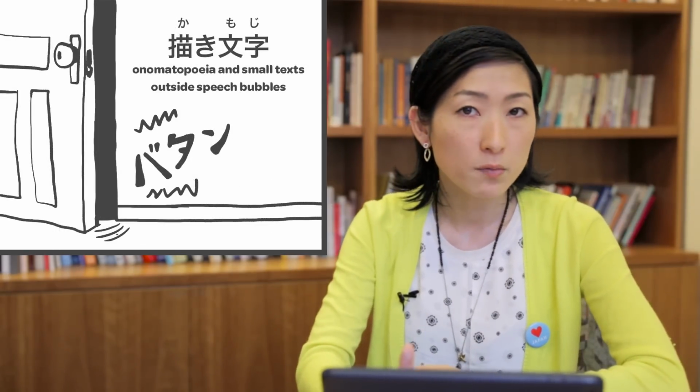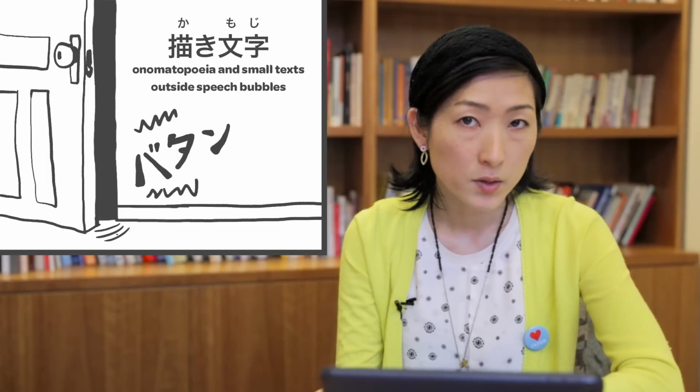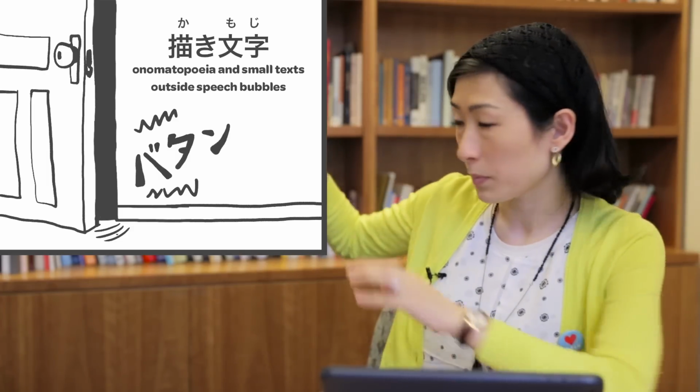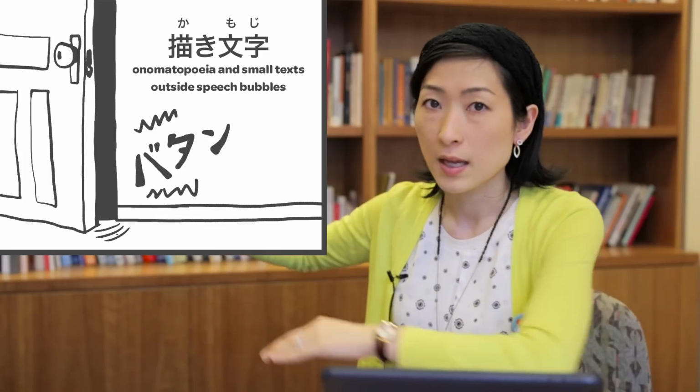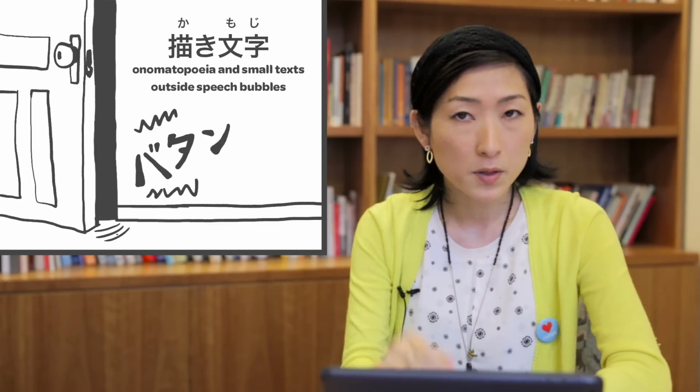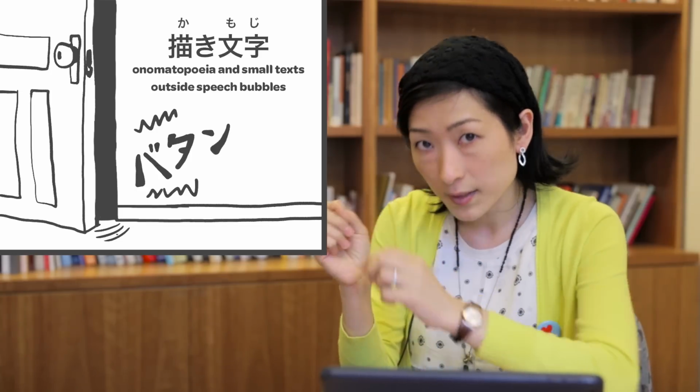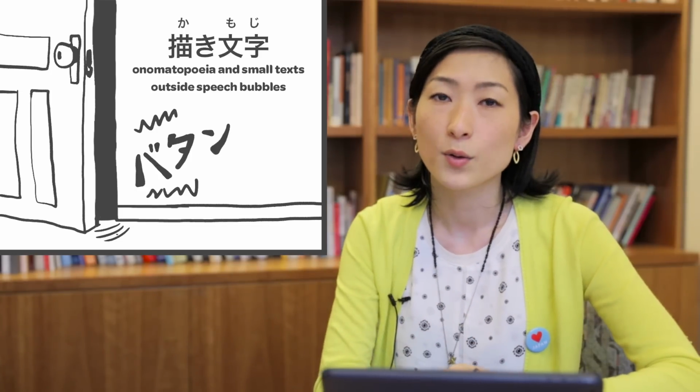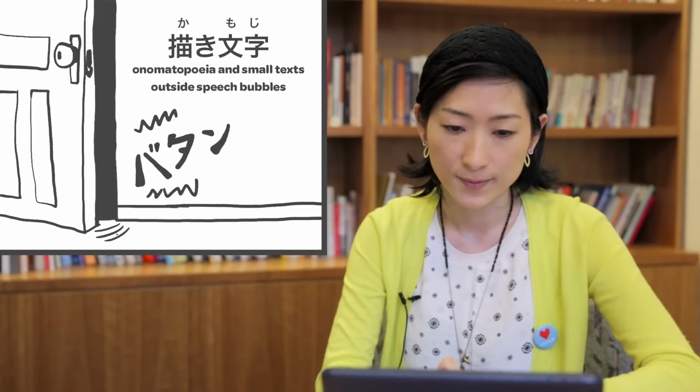Now, kaki moji refers to onomatopoeia. So, for example, if you see a picture of a door being slammed, that will be batan. So that will be called kaki moji. And sometimes small texts that are drawn outside the speech bubbles are also called kaki moji, hand-drawn characters.